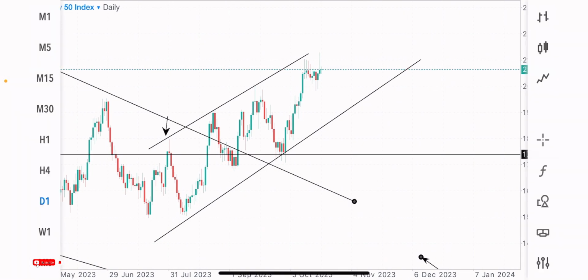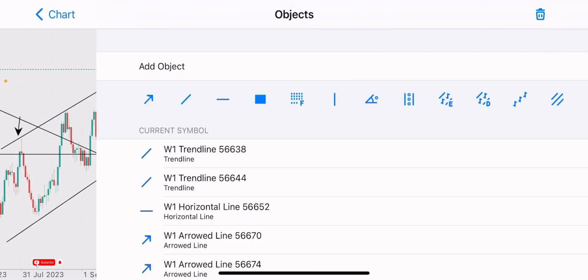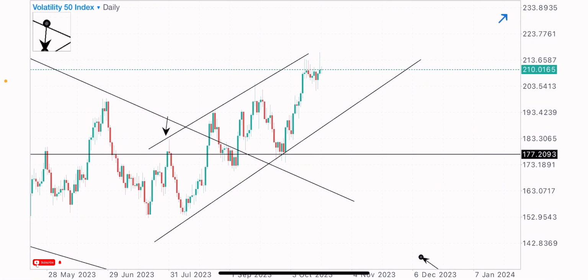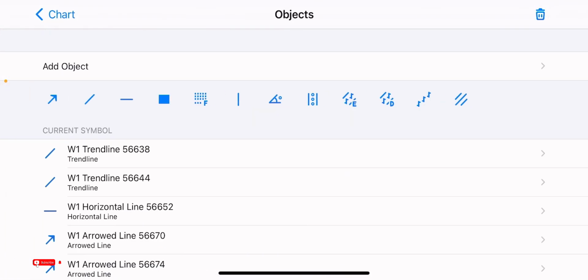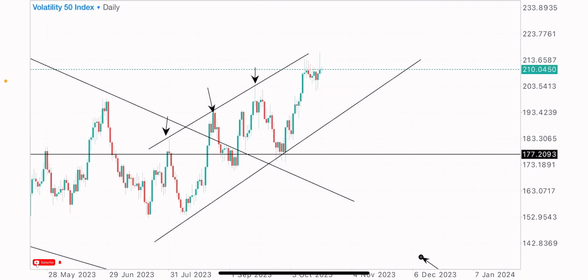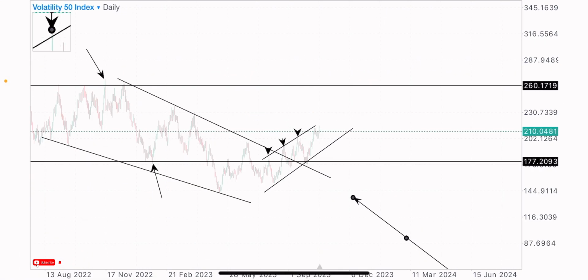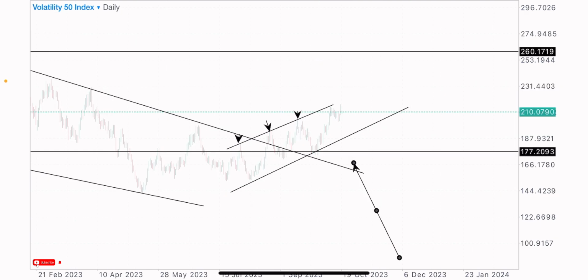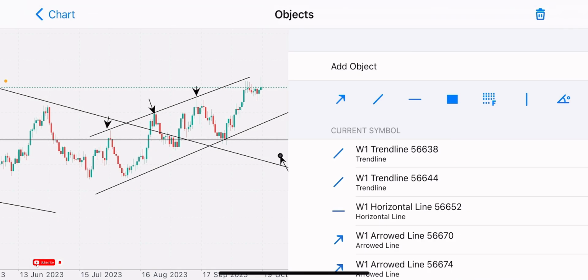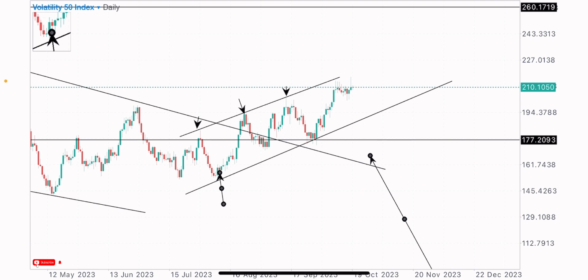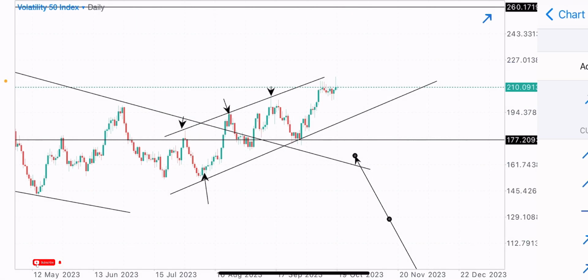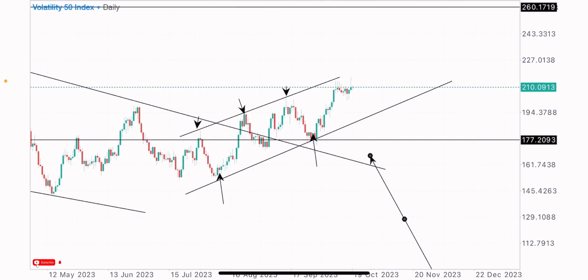Resistance here, resistance at this point, resistance at this zone, resistance here as well. So this has been a key level, an important level, a level we should watch out for. And we've got the last test of this level at this zone as a support, a support here, right? Strong support here. So this is an important level basically.